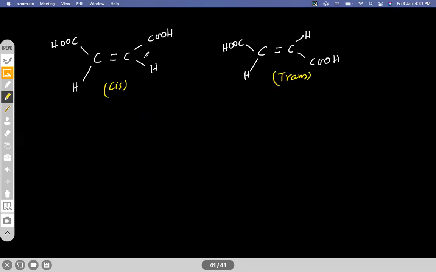The cis molecule we call maleic acid. You see, the relative positions change and the compound itself changes. It is maleic acid, and it is fumaric acid. So the relation between maleic and fumaric acid is that they are geometrical isomers of each other.